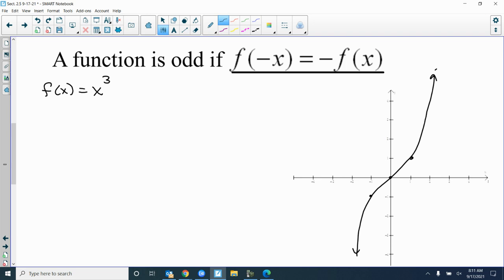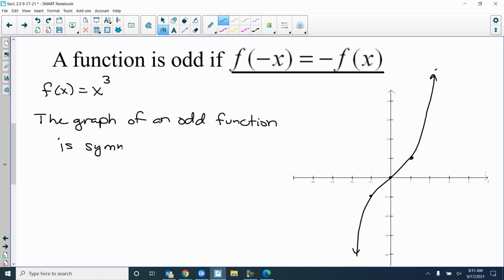What's that symmetric about? Not the y-axis, not the x-axis. The origin. It's symmetric about the origin. Okay, the graph of an odd function is symmetric about the origin.